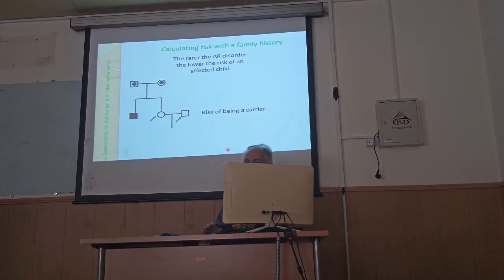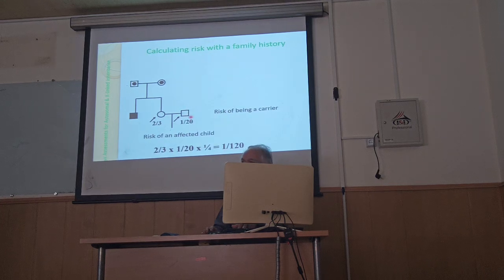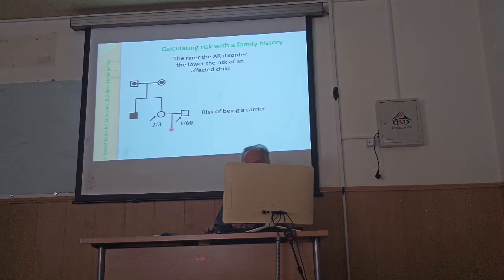If the disease is rare in the population, then the chance of having an affected child will be decreased. In the previous example, the population carrier frequency was 1 by 20, but in this population it is 1 by 60. So the risk of having an affected child is 2/3 multiplied by 1/60 multiplied by 1/4, which is 1 by 360.